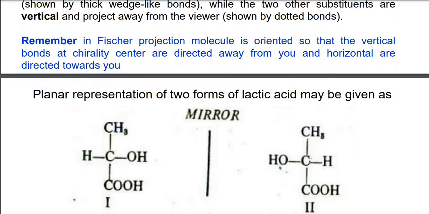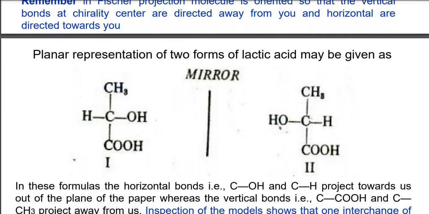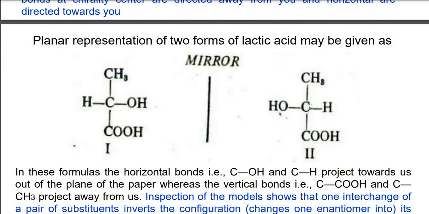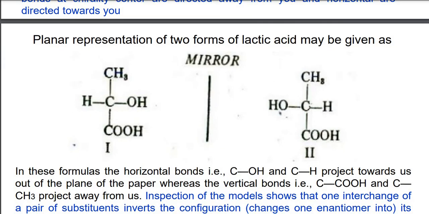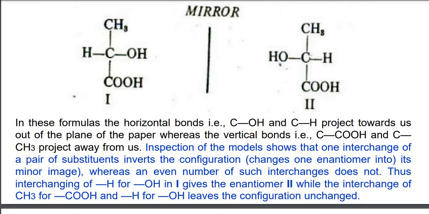So remember, in Fischer projection, the molecule is oriented so that the vertical bonds at the chirality center are directed away from you and the horizontal bonds are directed towards you. So the planar representation of the two forms of lactic acid may be given. Look at this formula: the horizontal bonds, that is COOH and CH3, project towards us out of the plane of the paper, whereas the vertical bonds, C double bond O H and C CH3, project away from it.